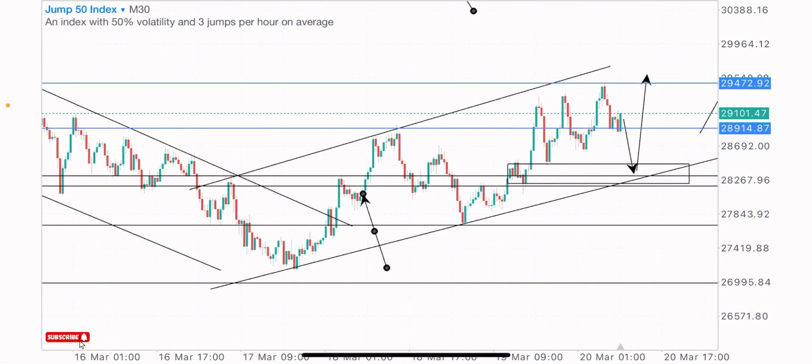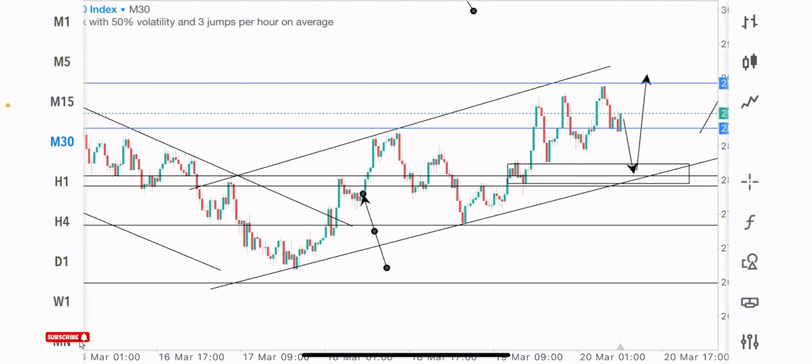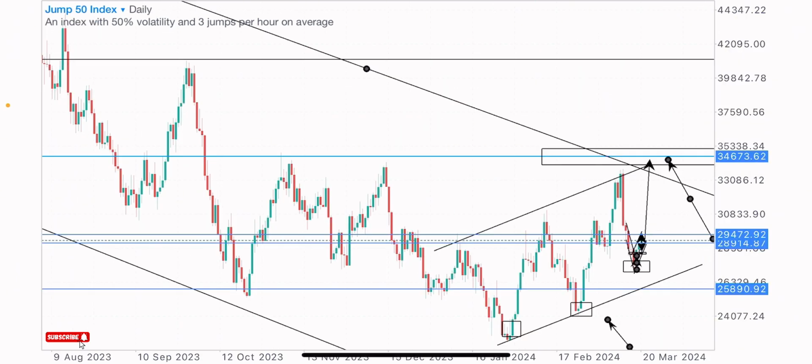Remember, we have a target point on the daily time frame which we're expecting price to get to this blue line for the sell continuations. This index is too bearish long term. Looking at the high time frame structure, the market is too bearish, but we want to take advantage of the short term buys on jump 50 index. So on the daily time frame, if price can get to this zone, we would be looking for long-term sells on jump 50 index. A swing trade, you could say.